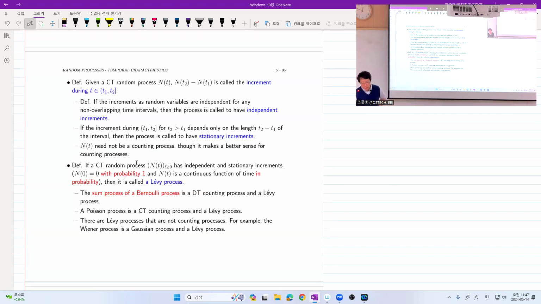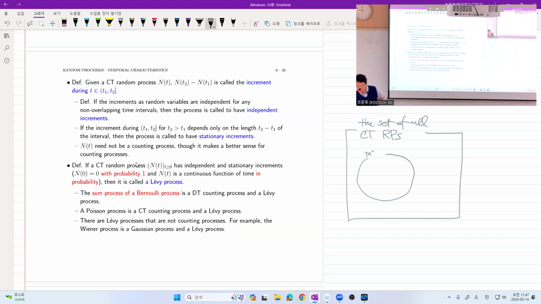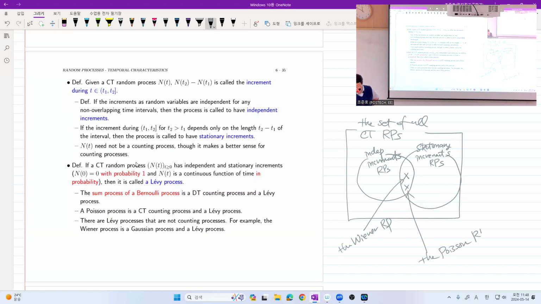So here goes independent and stationary increments. Here we have the set of, for example, continuous time random processes. And here we have random processes satisfying the independent increment property. And here we have the stationary increments property. Then here you have the Wiener process. And again, interestingly, here you have the Poisson random process. So not only a counting process, the Poisson counting process, but also a non-counting process can have independent stationary increments.